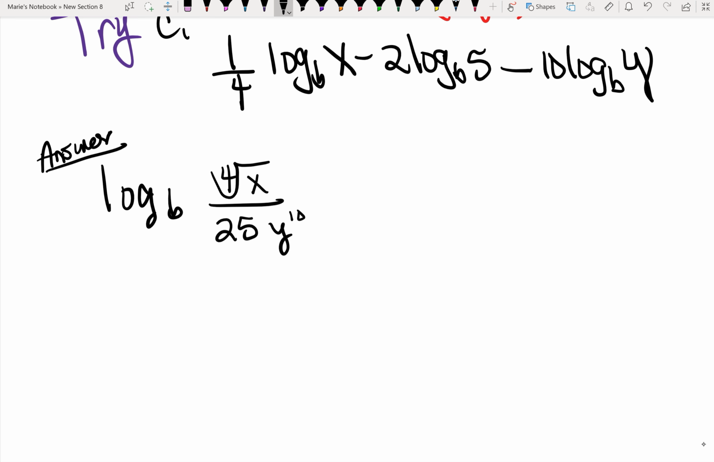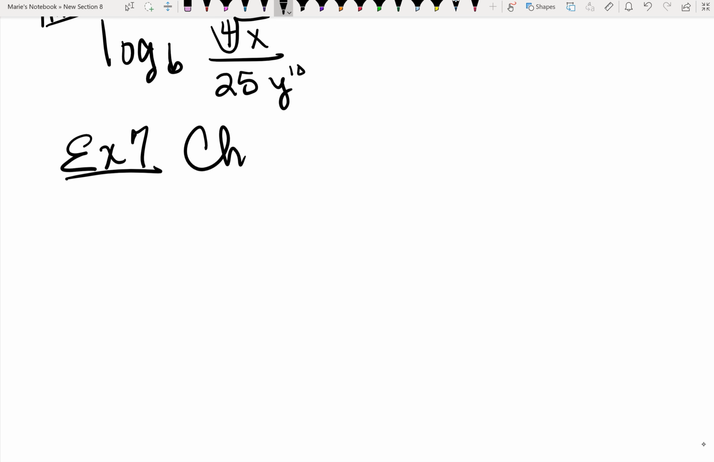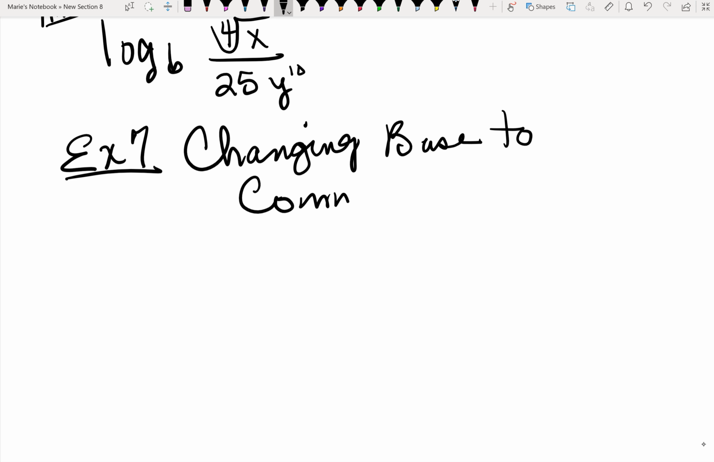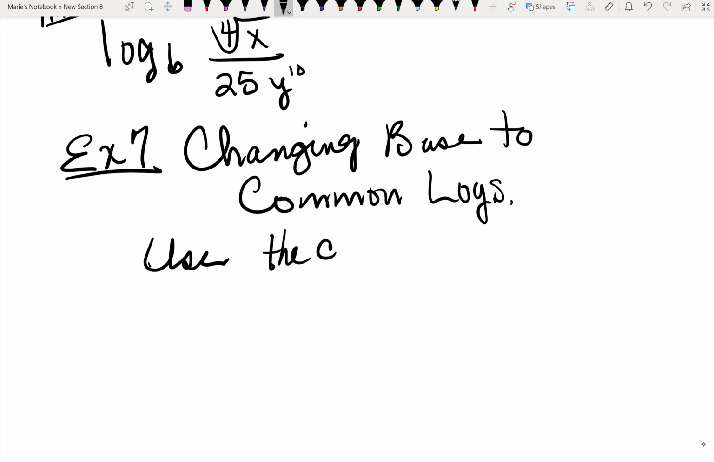All right, so that was example 6. Let me do example 7. In example 7, we're changing the base to common logarithms. All right, so just to give you an example, it says use the common logarithm, let's put CL, common logarithm, to evaluate.